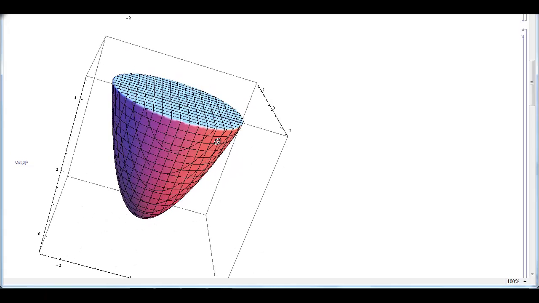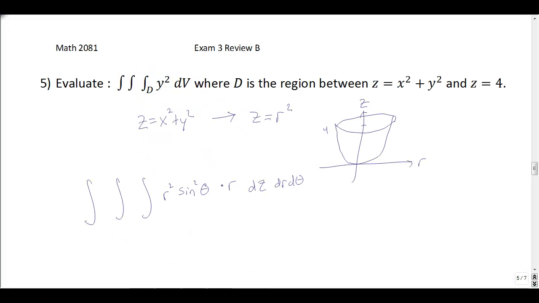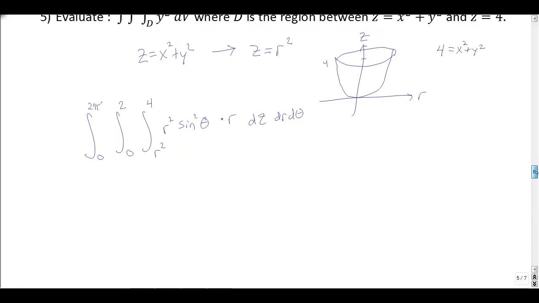So I have to figure out what the radius of that circle is here. But z, the bottom function is r squared. Top function is z equals 4. And now that circle, well, that's when z equals 4, and it's also z equals x squared plus y squared. So that disk on top is 4 equals x squared plus y squared. Well, that's a circle of radius 2. So r is going to go from 0 out to 2. And then theta, we're going all the way around, would be 0 to 2 pi. So this is your setup here.